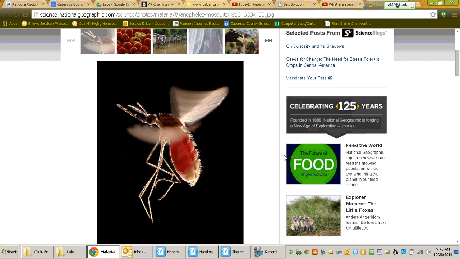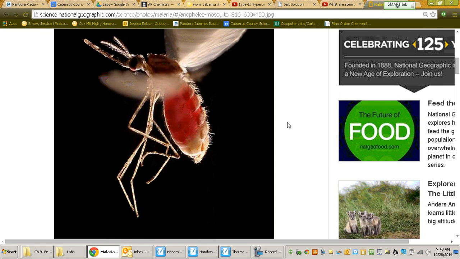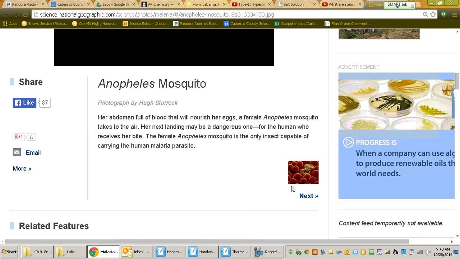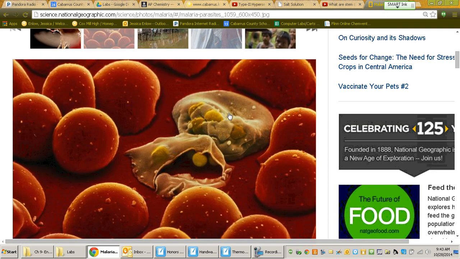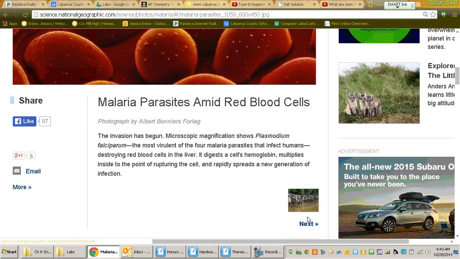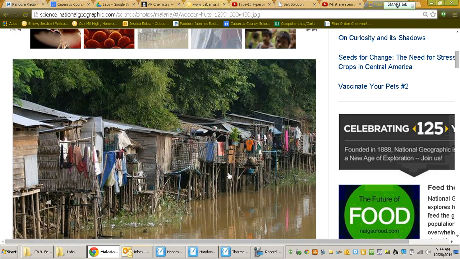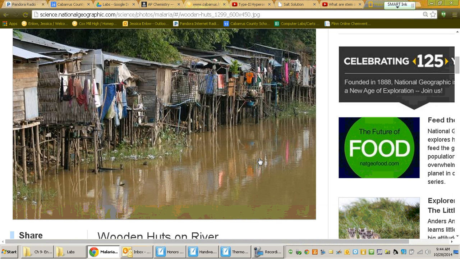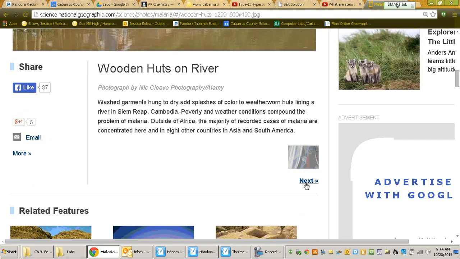I'm going to make these bigger. All right, so here's the mosquito that carries malaria. Anopheles mosquito. Here is the malaria parasites in the blood cells. Gross. And that's a microscopic view. Where do mosquitoes like to live? Wet and moist areas. They like to live in cesspools and ponds and standing water. You can see people living here, and that happens to be where the mosquitoes live, so they're in direct contact with malaria carrying mosquitoes.